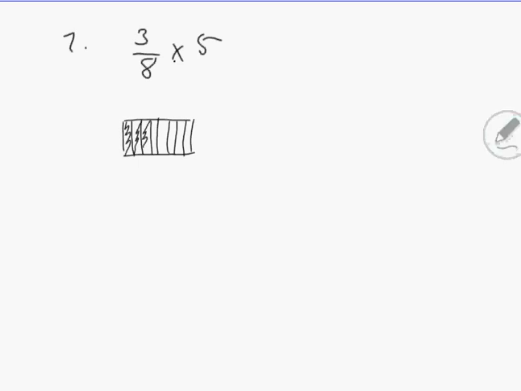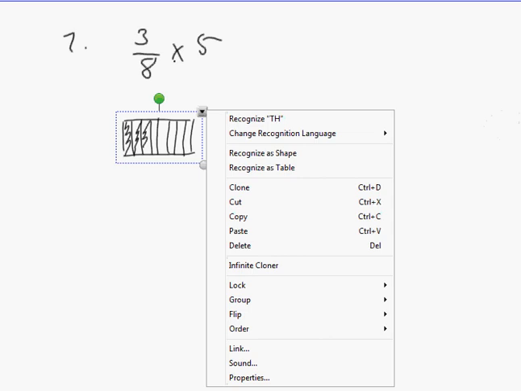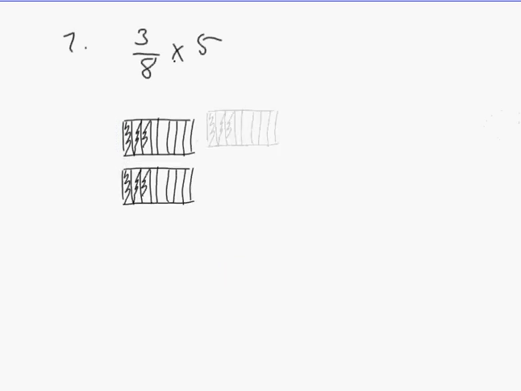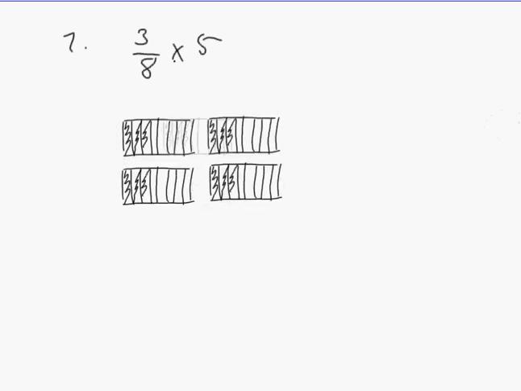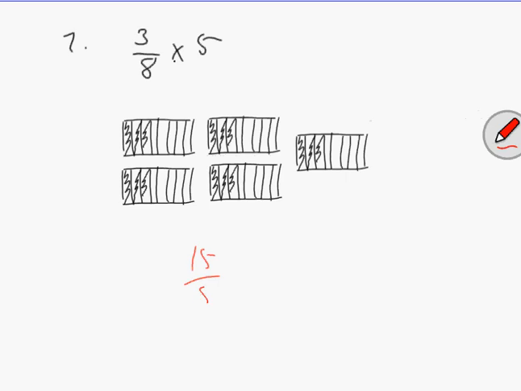And if I was to multiply that by 5, I would simply multiply it by 5 like this, and I'd say how many eighths do I have in total? I would say I have 3, 6, 9, 12, 15 eighths, which is my answer, which is 1, that's 8/8, and 7/8 as an answer.